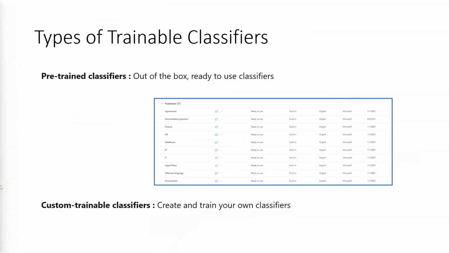If we talk about the types of classifiers available, then there are some pre-trained classifiers. These are the classifiers which are available out of the box and ready to use. It means you can start using them from day zero. If the out of the box classifier does not suit the requirement, then organizations can have their own custom classifiers. Definitely, there will be some significant work involved when you are creating your own classifiers, but they will be much better tailored to your organization's needs.